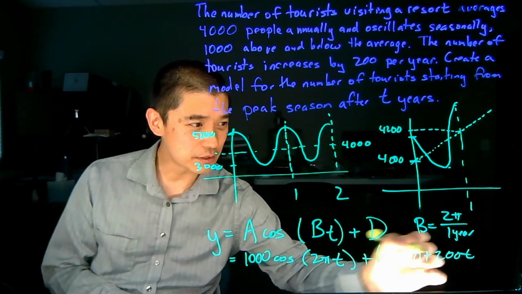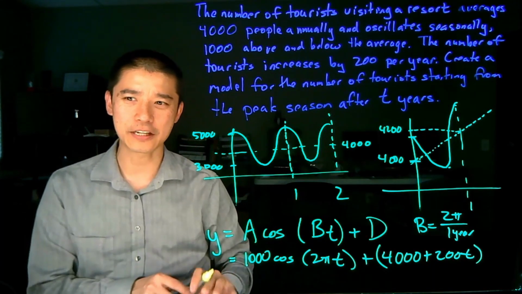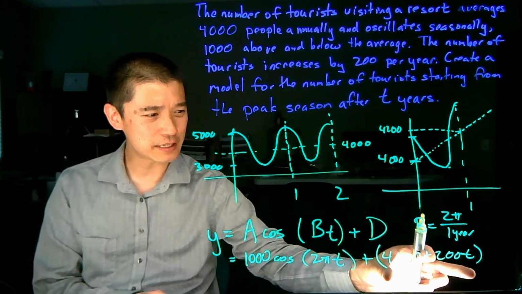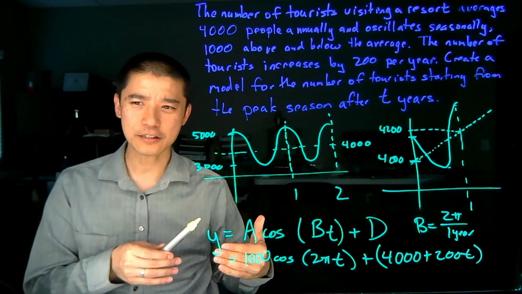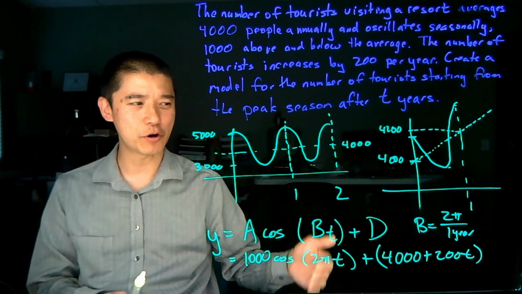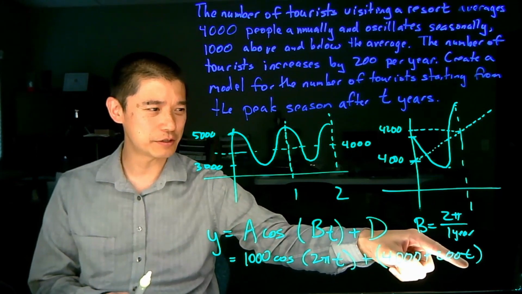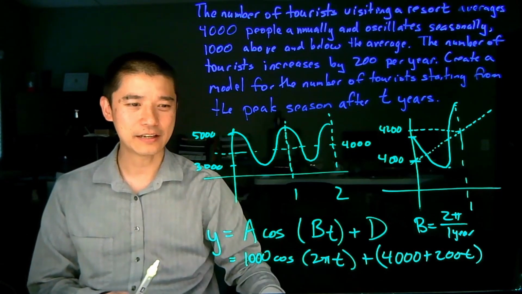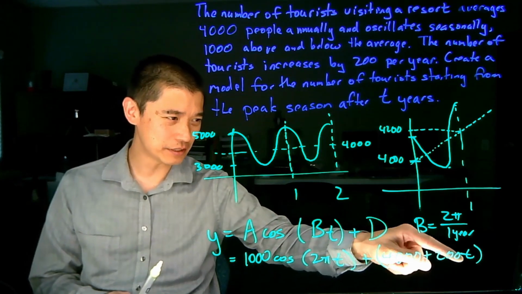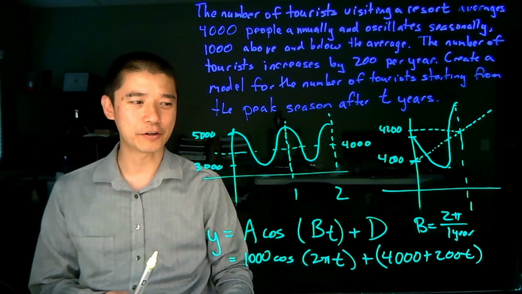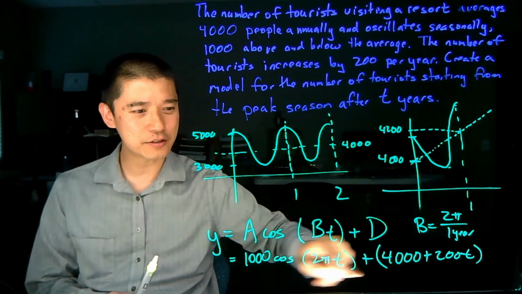I'm going to put parentheses around this, although it's not strictly necessary. And the reason why is to emphasize that this right here represents the midline. And if you're not sure, you can always check this by thinking about a couple values. After 1 year, there should be 4,200, and you plug in t is equal to 1, you get that. After 2 years, it increases by another 200, so that's 4,400. Set t equal to 2, and you get 4,400. And so this right here is the model.